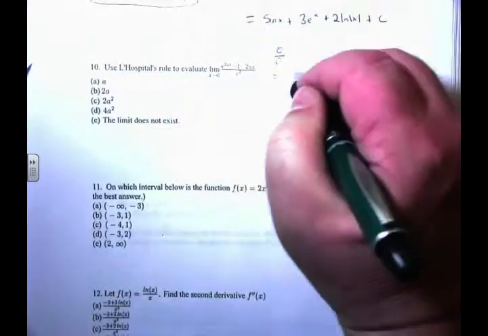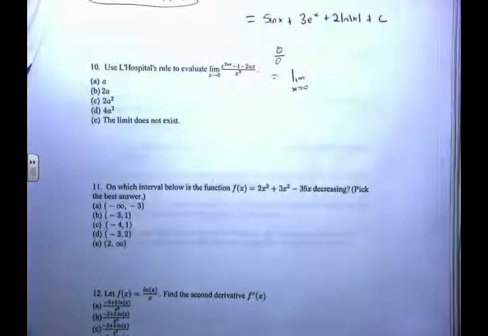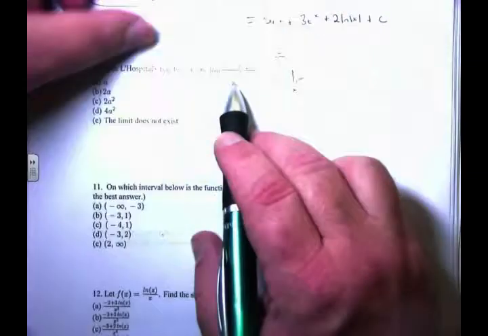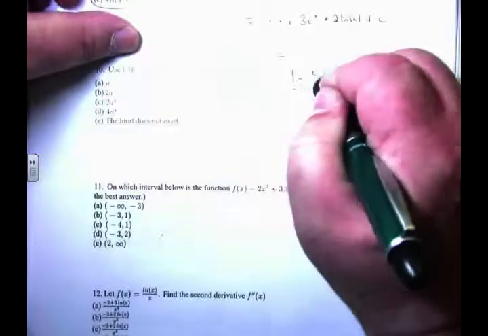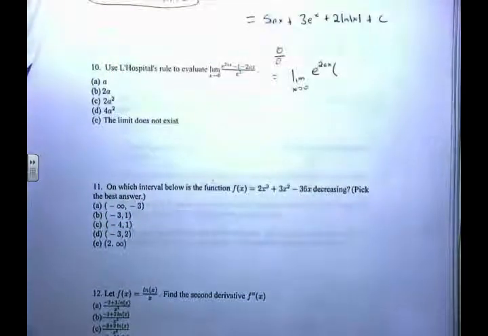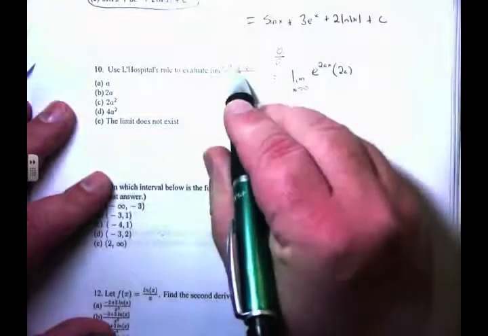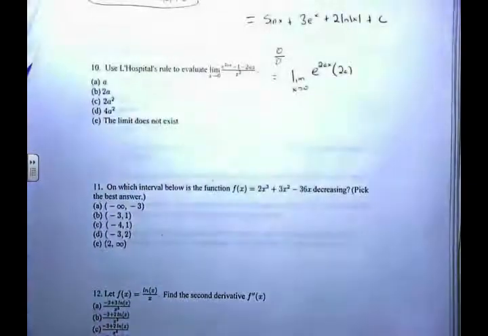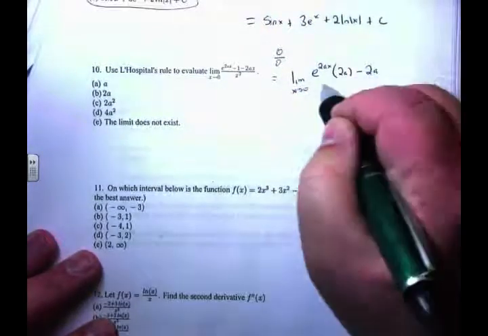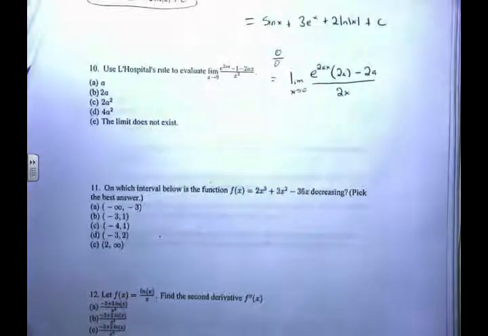All I got to do, L'Hopital's rule says, you take the limit, you take the derivative of the top and divide by the derivative of the denominator. So derivative of the numerator over derivative of the denominator. Derivative of e to a function is e to a function times derivative of the exponent. Remember, x is the variable. What's the derivative of 2ax? 2a, the constant. Derivative of minus 1 is 0. And what is the derivative of minus 2ax? Minus 2a. All over, derivative of x squared is 2x.